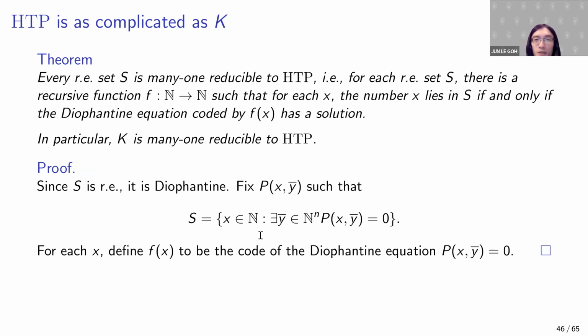Well, then over here, we already see that we have essentially a Diophantine equation that tells us what we want, right? So X is in S if and only if this equation has a solution. So let's just output the code of this equation, and then we are in business. So this is pretty much an immediate corollary of the fact that every RE set is Diophantine, which of course is a highly non-trivial fact, right? But once we have that, then this result falls out immediately.